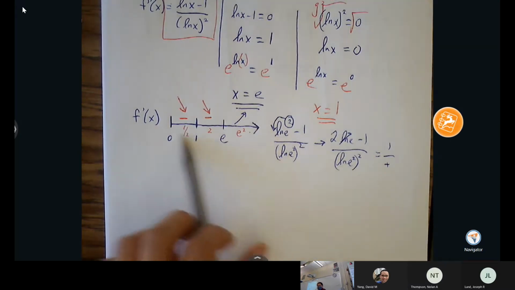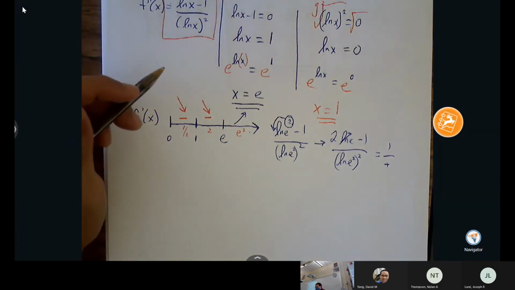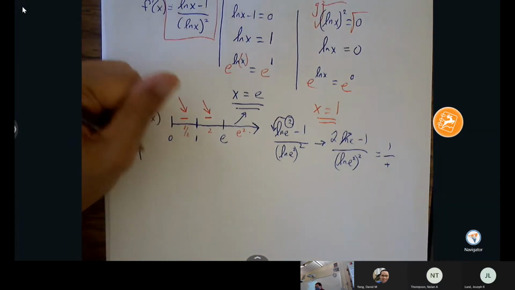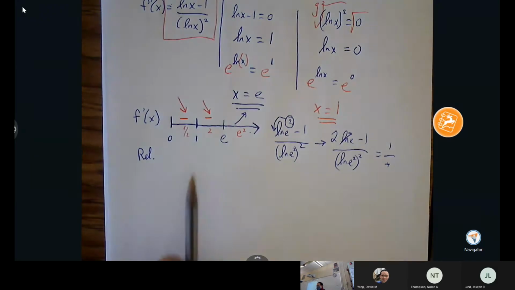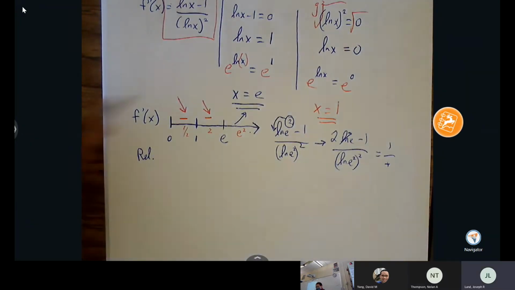So what can we conclude? Any relative extrema? Would e be a relative min? Mm-hmm.